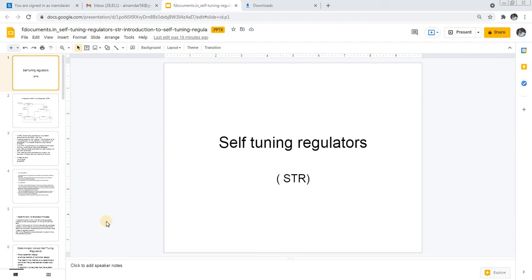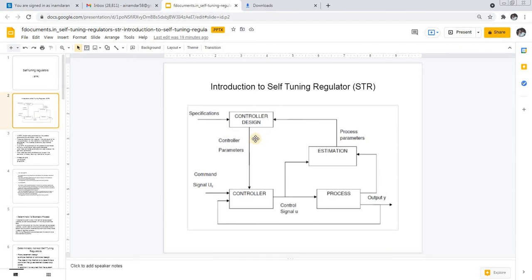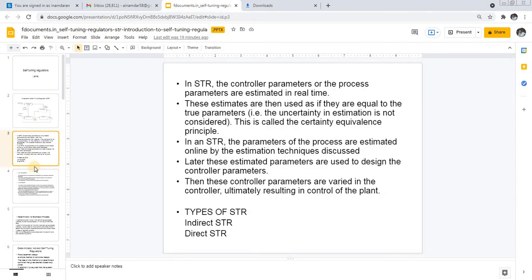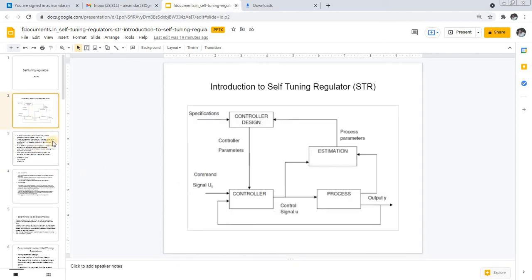So today in this lecture we are going to have a look at the advanced part of the self-tuning regulators. In the earlier lecture we have seen what self-tuning regulators are, their block diagram, their working and applications, and how they are used. Now today we are going to have a look at the different types of STRs, which include deterministic STR and stochastic STR.